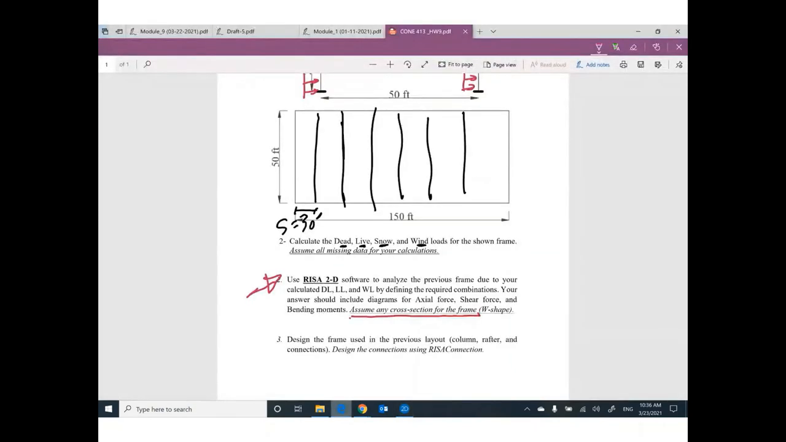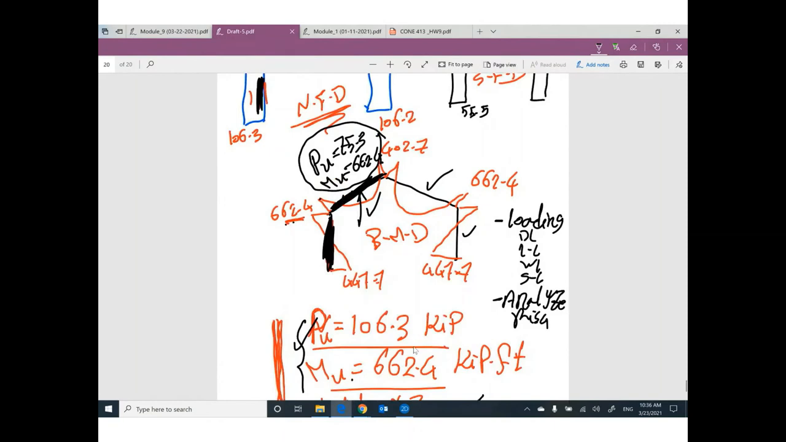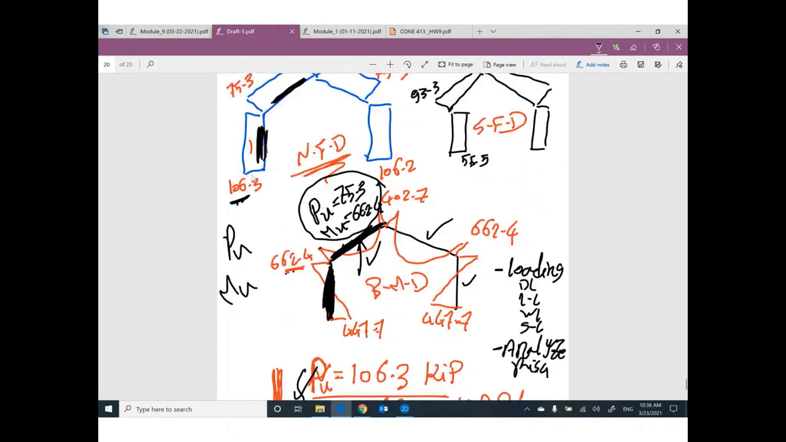I solved the frame. And I found the internal forces for normal force, shear force, bending moment. Go ahead and design. Actually, I'm not designing right now. I'm checking. For this vertical member, what is the axial force, P ultimate? What is the bending moment, M ultimate? And make sure this member that you assumed is safe. Do the same calculation for this inclined or sloped member, this one and this one.